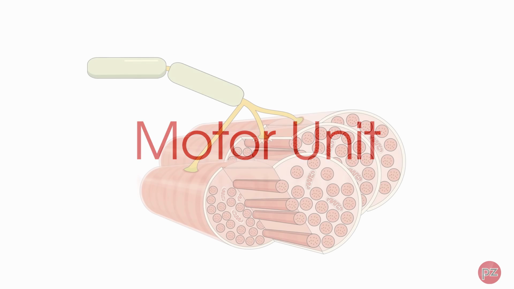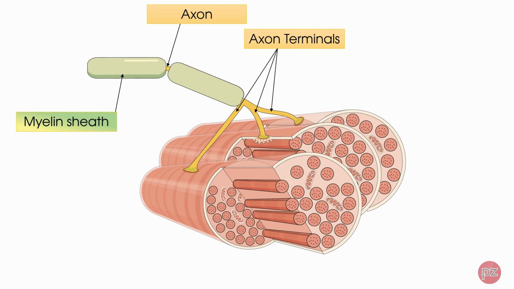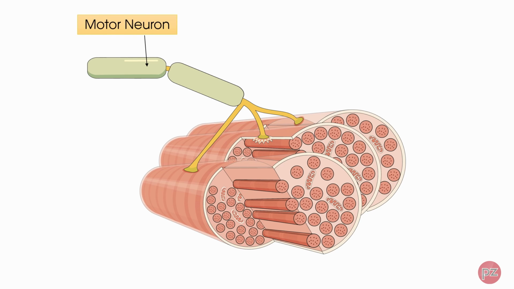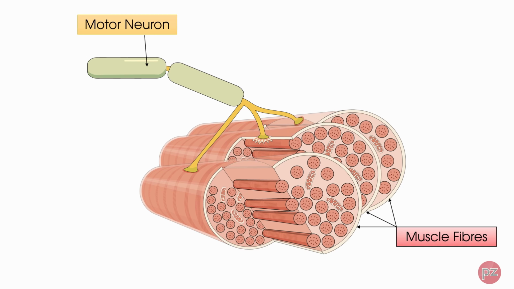Firstly, let's just begin by looking at the motor unit. So here on screen we have a familiar picture, which is the motor neuron made up of the axon, the myelin sheath, and the axon terminals. We also have the muscle fibers. Now, a motor unit is the number of muscle fibers which are innervated by one motor neuron. In this case, one motor neuron is innervating 3 muscle fibers.